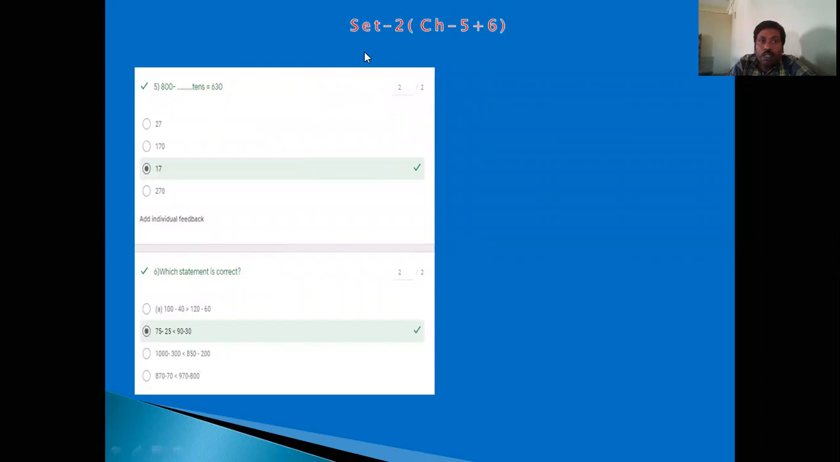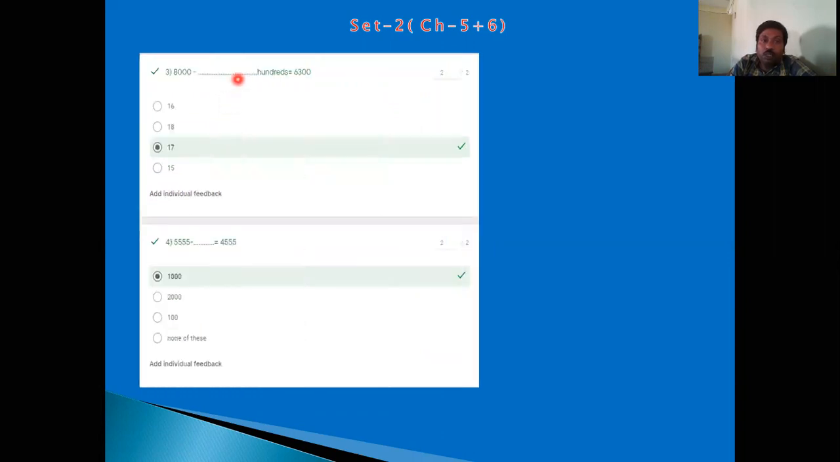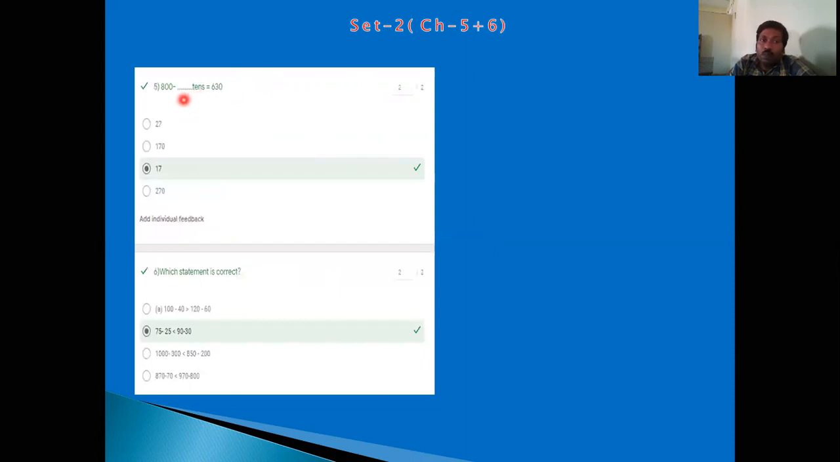800 minus blank tens is equal to 650. How can we solve it? The difference between this question and the previous question is that there it was the hundreds, here it is the tens. But the process will be the same. How can we solve? 800 minus 650, we get 170. 170, it means we can write here 17 into 10. It means 17 tens. It means 170. Write the 170 here.